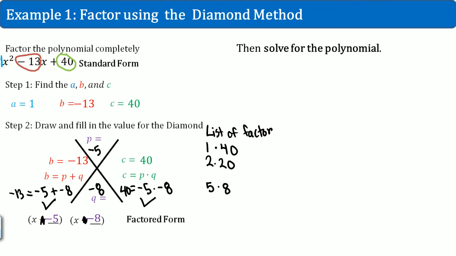Now we want to solve for the polynomial. So what I do is I set the factors equal to 0, then solve. Let's do that.